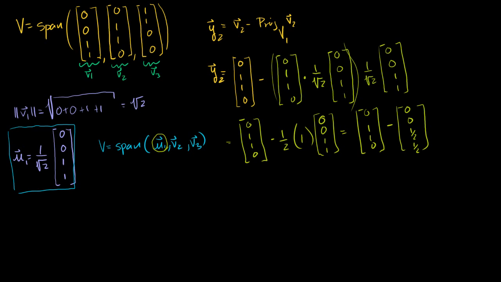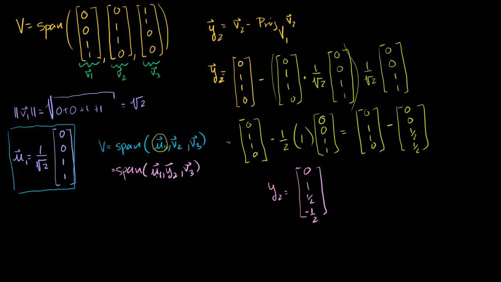So y2 is equal to, let's see, 0 minus 0 is 0. 1 minus 0 is 1. 1 minus 1/2 is 1/2. And then 0 minus 1/2 is minus 1/2. So now the span of the v we can now write as the span of u1, y2, and v3.